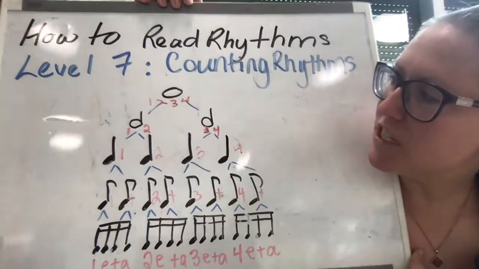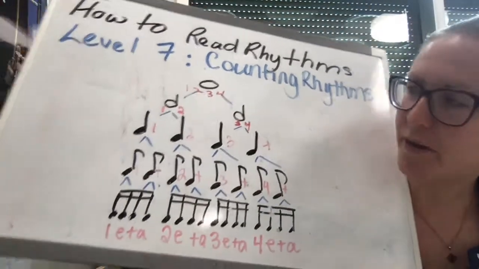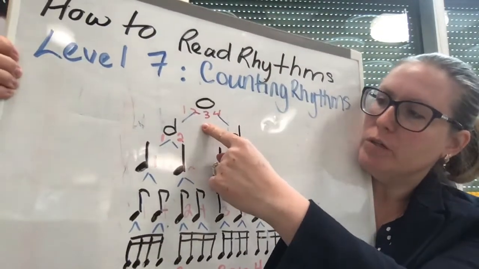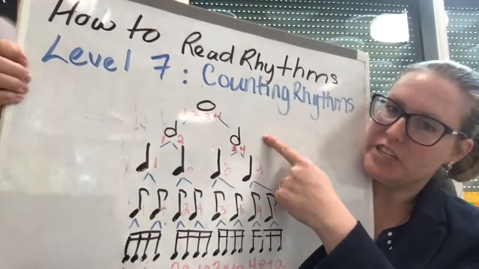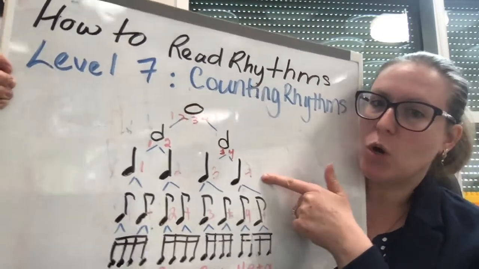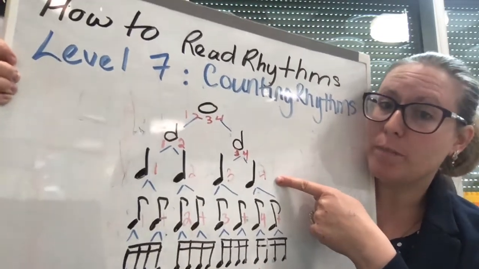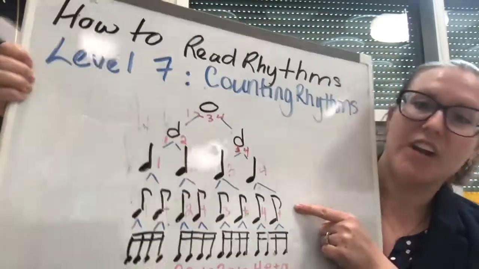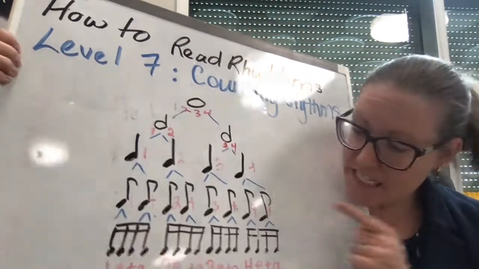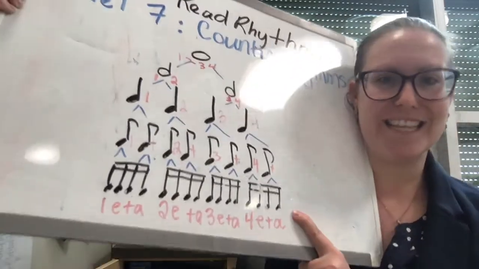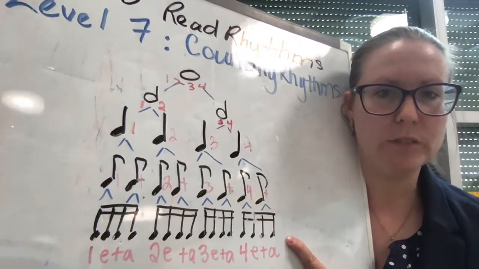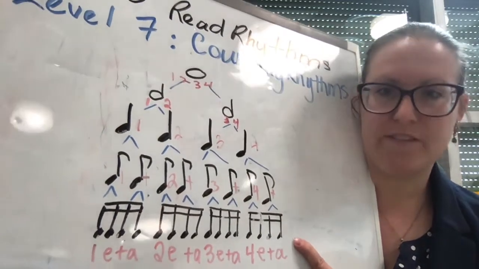We're going to learn how to read rhythms level 7, counting rhythms. In level 6, we learned the idea of the rhythm tree, and we realized that if there are 4 beats in a whole note, these are called half notes. They each are half of a bar, so 2 beats each. These are quarter notes. They're a quarter of a bar, so 1 beat each. These are eighth notes, an eighth of a bar each, so half a beat. And these are 16th notes, 1/16 of a bar of a whole note and 1/4 of a beat each.